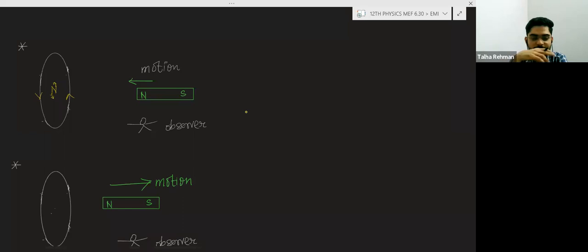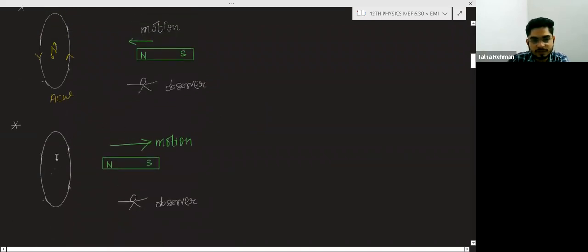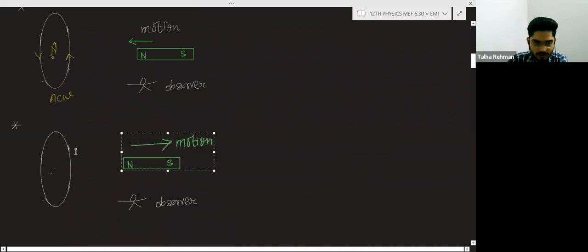Current will be anti-clockwise. Okay, so in this coil the current will be anti-clockwise. Okay, let's see this. Suppose this is the coil and this is the magnet, and this magnet is moving away from the coil. So here what is happening?